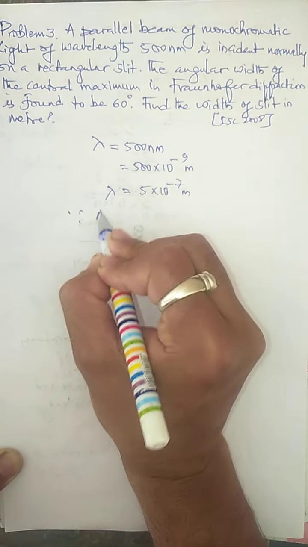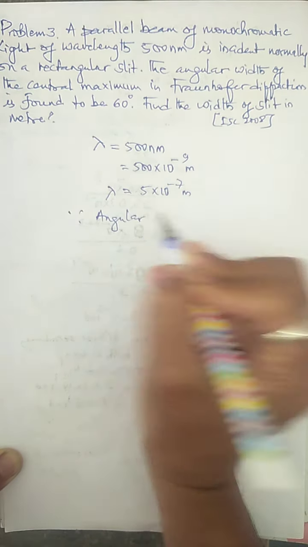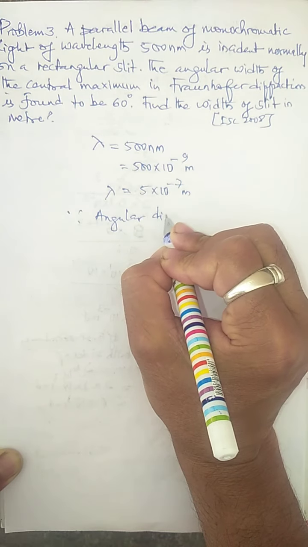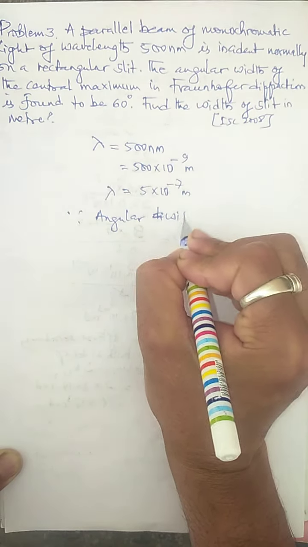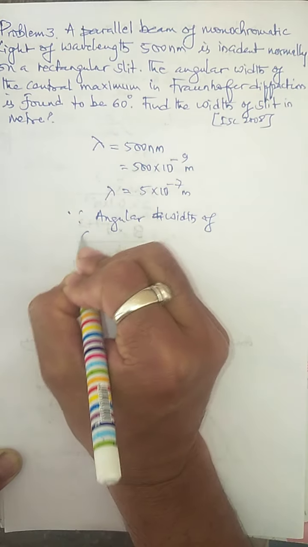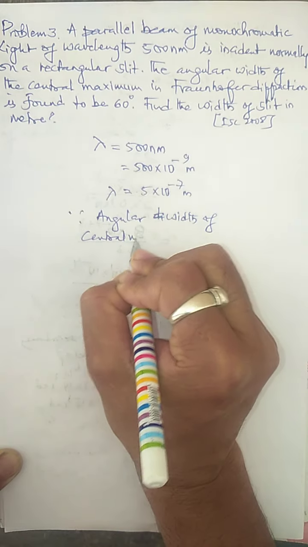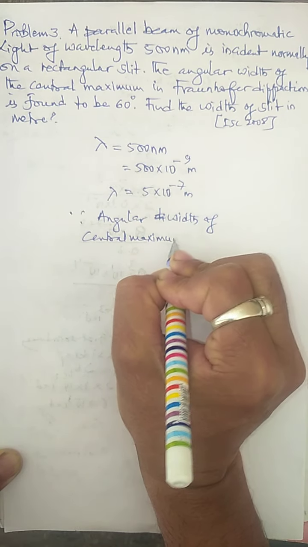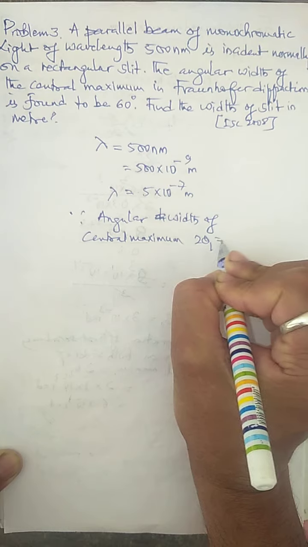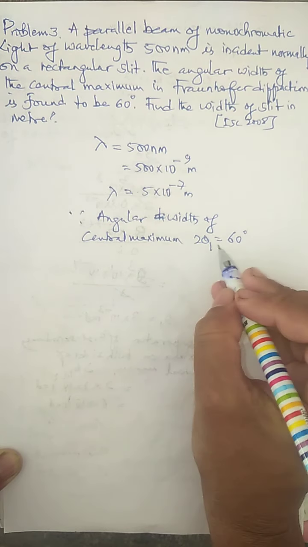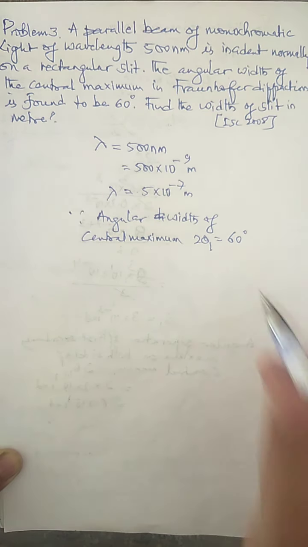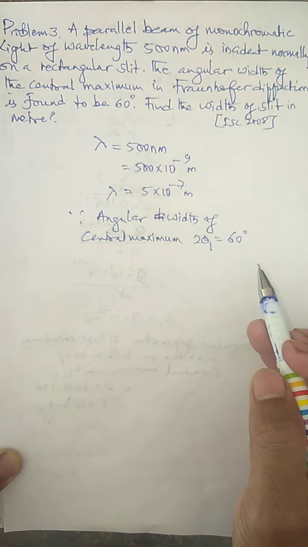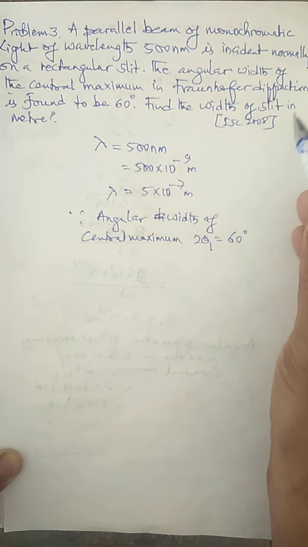The angular width of the central maximum, which is 2 theta 1, is given, that is 60 degree. So 2 theta 1 is basically the angular width of the central maximum, and it is 60 degree. This is given. Now what actually do we need to find out? Find the width of the slit in meter. So we have to calculate the width of the slit.